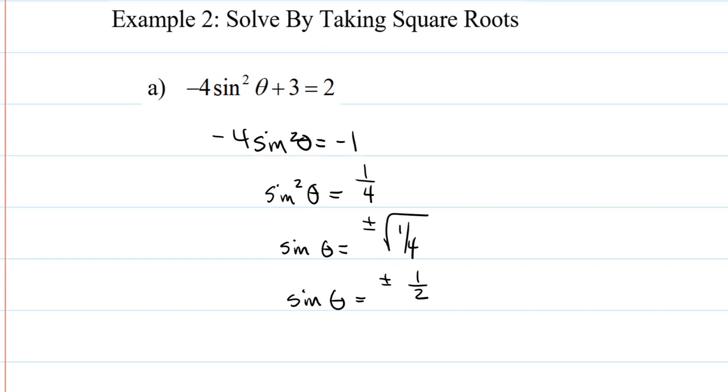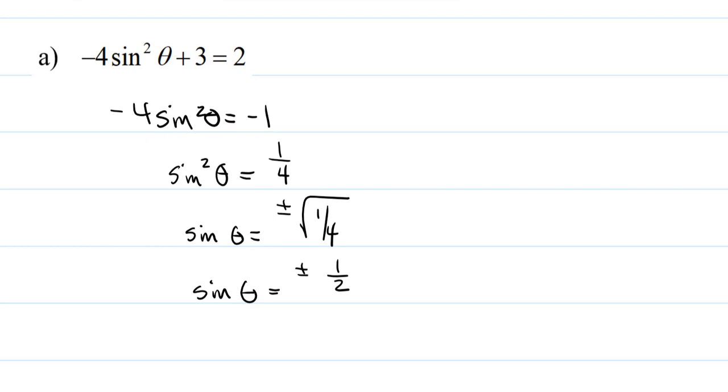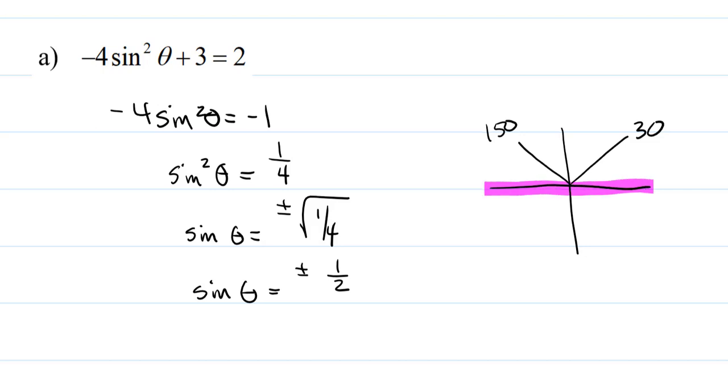Now I've got to analyze on a unit circle where that would be. On the unit circle, sine is positive 1/2 up here in quadrants 1 and 2. In quadrant 1, sine is 1/2 at 30 degrees. In quadrant 2, sine is positive there at 150 degrees. Notice how both of these angles are 30 degrees above the x-axis. So that's two of our solutions, when sine is 1/2.